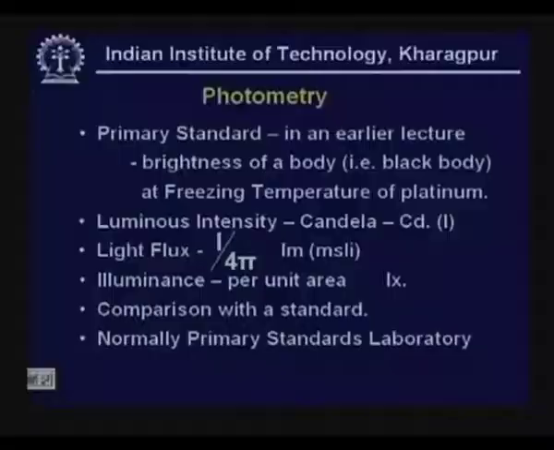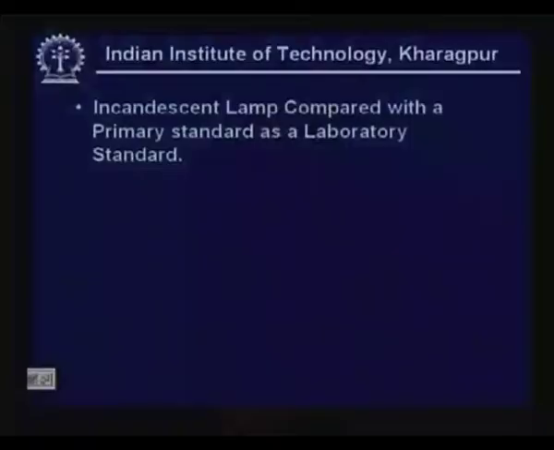So, we have lamps compared with the primary standard, which can be viewed as secondary standards. Like for any other measurements, let us look at our measurement of length, weight, voltage or current. We have standard meters maintained in the standard laboratories, and secondary substandard meters used for our laboratory calibration. Similarly, the incandescent lamp is compared with the primary standard and is used as a laboratory standard.